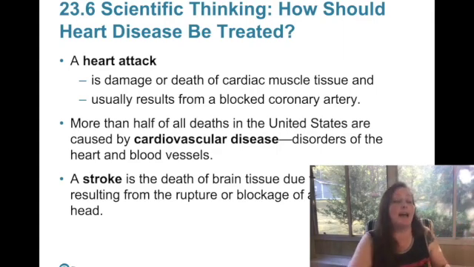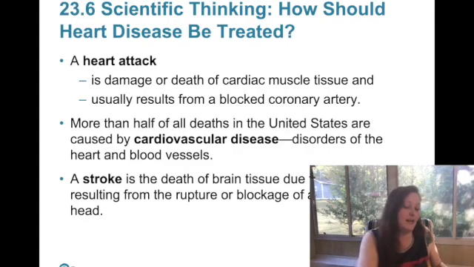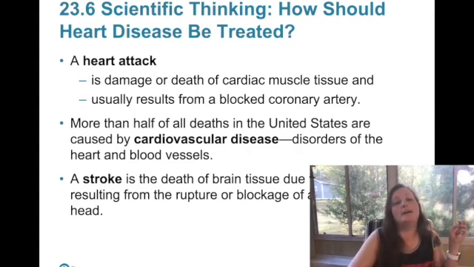This is something that is mostly preventable if you just made healthier choices. And so half of every death in the US being based on something that you could totally just not do, that's kind of huge. Stroke is very similar, but instead of it hitting the heart, it's hitting the brain.